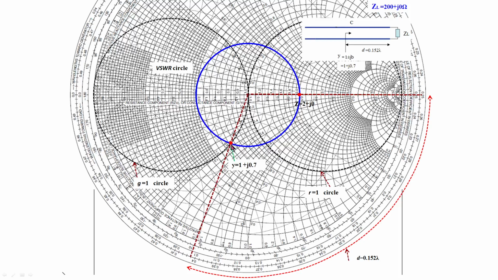What is the B value? So what we did, we moved like this and came to here. At that position, the admittance is like this. What is that value? The G value is 1, but what is the B value? You read whatever the B value is. See here, this is a B circle. This is a B circle. What is the value? 0.7 here, this B circle.